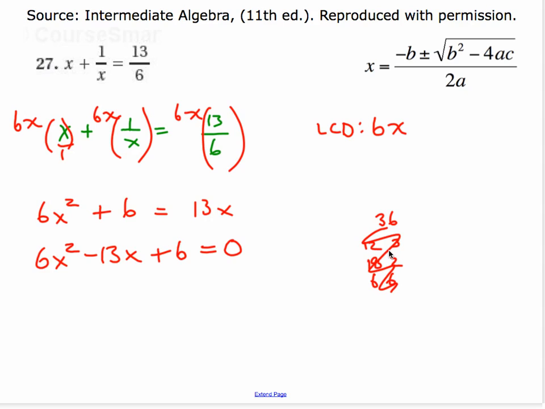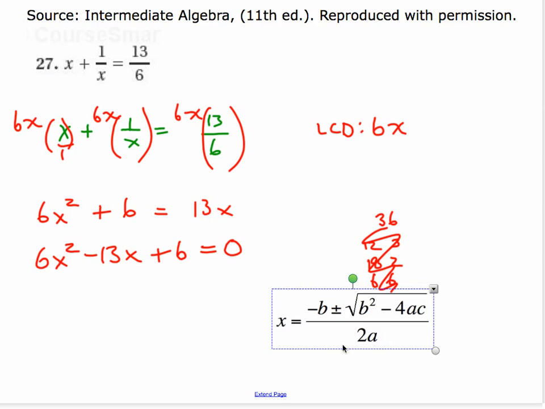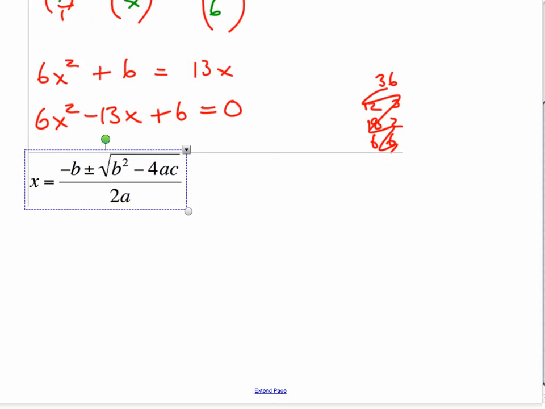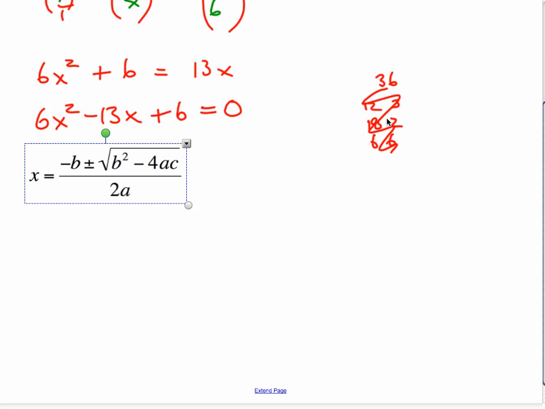So if I can't factor it, I guess I could do the quadratic or complete the square, but probably it makes sense now to bring in the quadratic formula. Don't try and spend crazy amounts of time trying to complete the square or trying to factor something. If you can't factor it fairly quickly, bring in the formula. That's what it's there for.